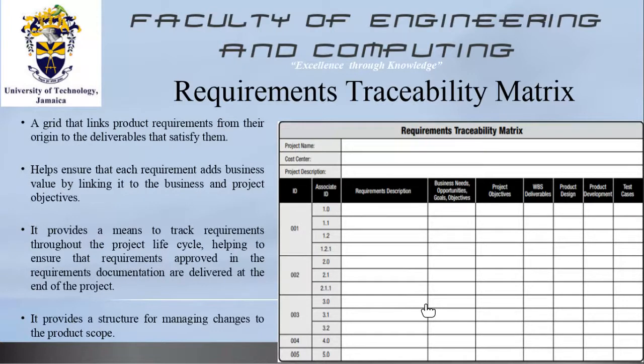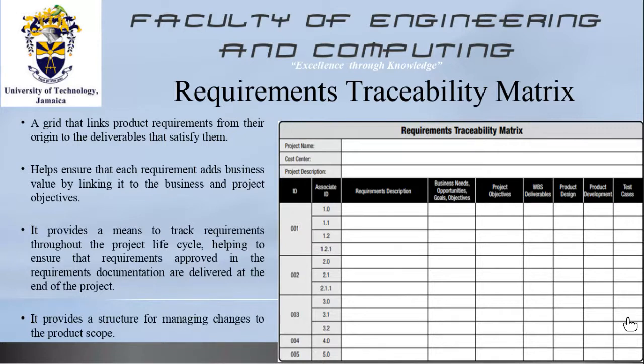So the requirements traceability matrix as well is in part set up to help to ensure that each requirement adds some value. If it's a business, it is adding business value by linking it to the business and the project objectives. In furtherance, it provides a means to track requirements throughout the project lifecycle, helping to ensure that requirements approved in the requirements documentation are delivered at the end of the project. So this is a document that helps you to ensure that that is done. Okay, it provides a structure for managing changes to the product scope. So this requirements traceability matrix is a very important tool to use.